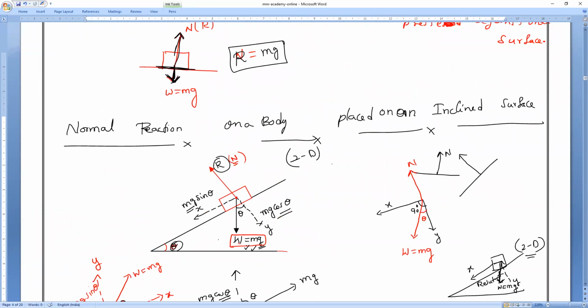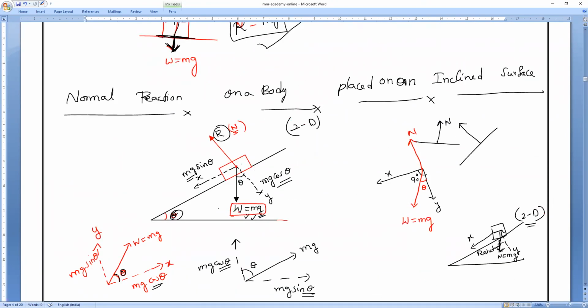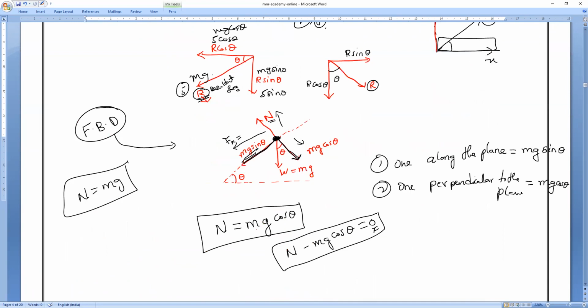If it is a plane surface, what is the normal reaction formula? If it is a plane surface, the normal reaction is equal to mg. And if it is an inclined surface, weight always has how many components? Two components: one is the x component, another is the y component. The x component is mg sin theta and the y component is mg cos theta. Always remember that. So if it is an inclined surface, N is equal to mg cos theta. Clear?